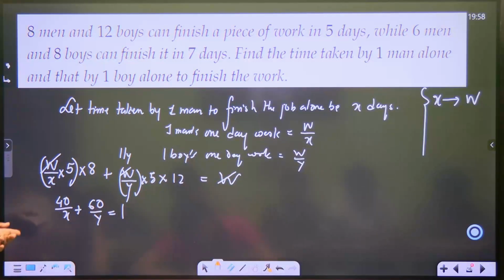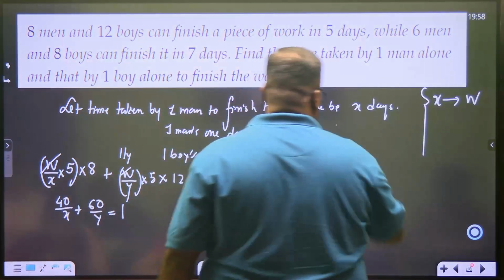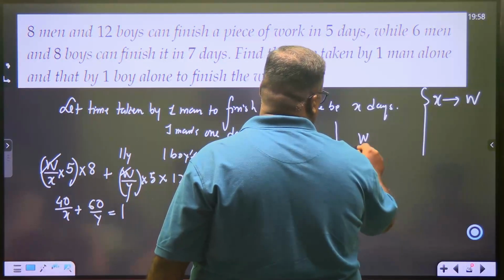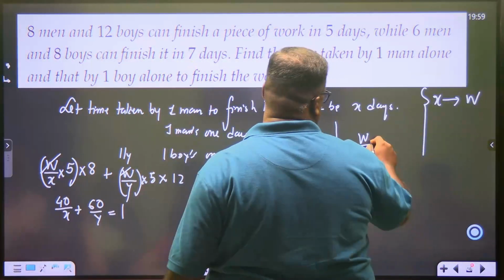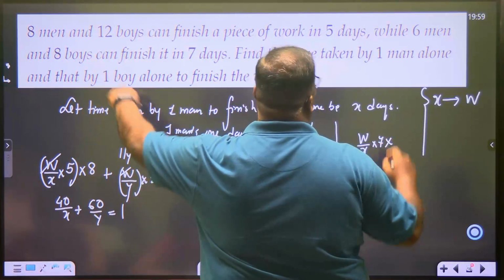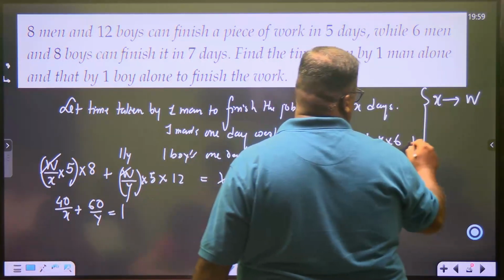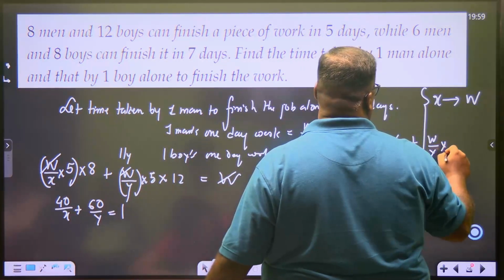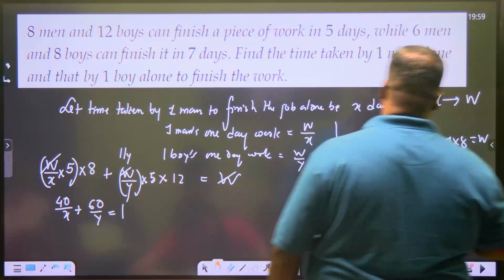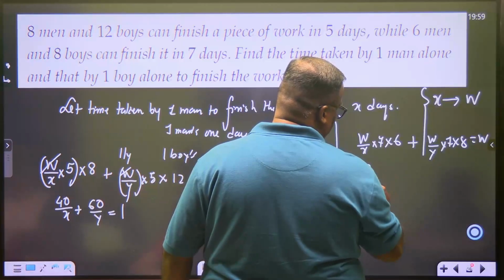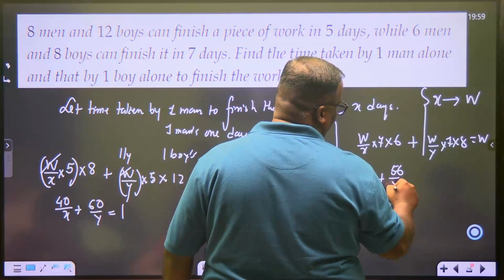Now how will you solve these problems? Let 1 by X be equal to M and 1 by Y be equal to N. Similarly, our next combination, one man works how much? W by X. And our next combination is 6 men and 8 boys can finish it in 7 days. So 7 days. And how many men did we employ? 6 plus W by Y multiplied by 7 days. And how many boys did we employ? 8 boys. This also should be W. So it should be 42 by X plus 56 by Y is equal to 1.